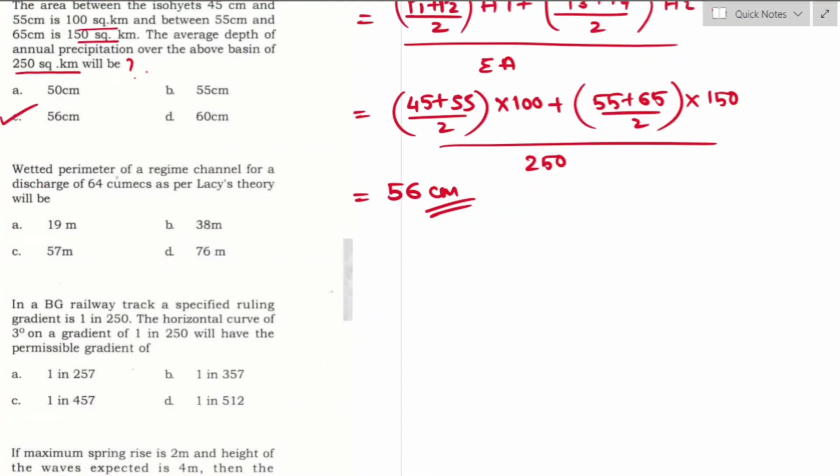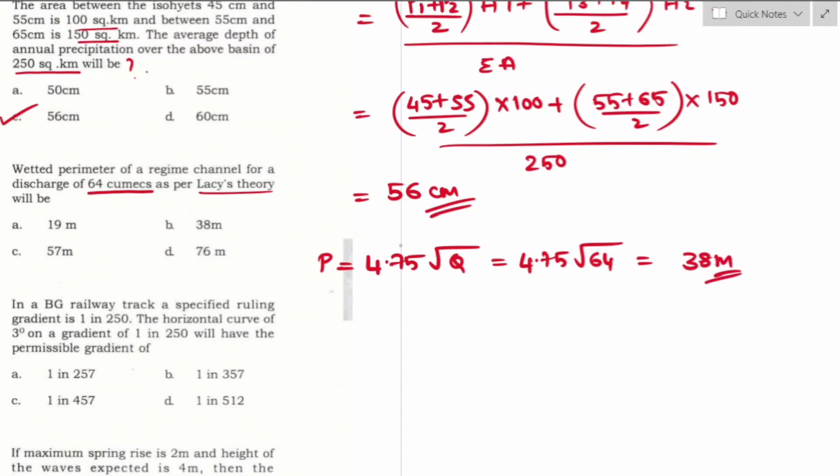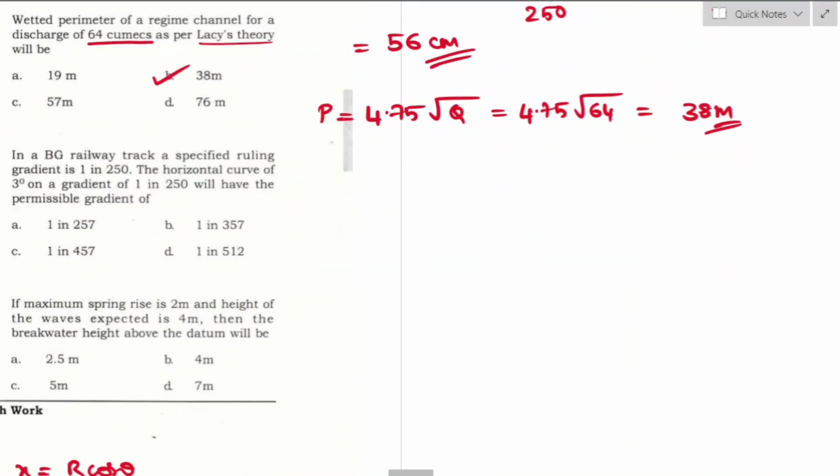Question number 73. Wetted perimeter of a regime channel for a discharge of 64 cumecs as per Lacey's theory. As per Lacey's theory, the wetted perimeter P is equal to 4.75 times the square root of Q, where Q is the discharge in cumecs. So 4.75 times the square root of 64. Therefore the perimeter will be equal to 38 meter. Option B is the right answer.